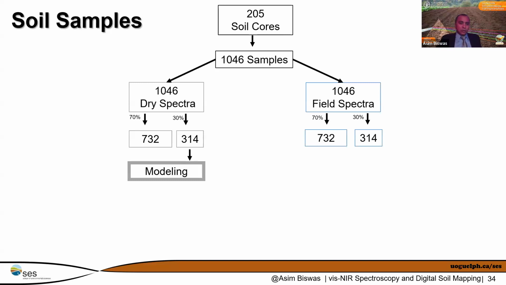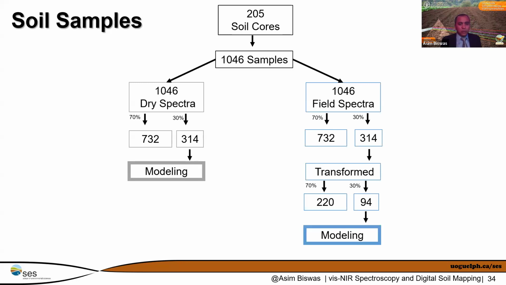For dry spectra, we go for pre-processing and modeling techniques in the traditional way. But for field spectra, because of the environmental impact, we want to transform that spectra, almost like subtracting the impact of those environmental effects. So we call it a transformation. When you do the transformation, that transformed data set, we again split into 70-30 and go for the pre-processing and modeling as well.